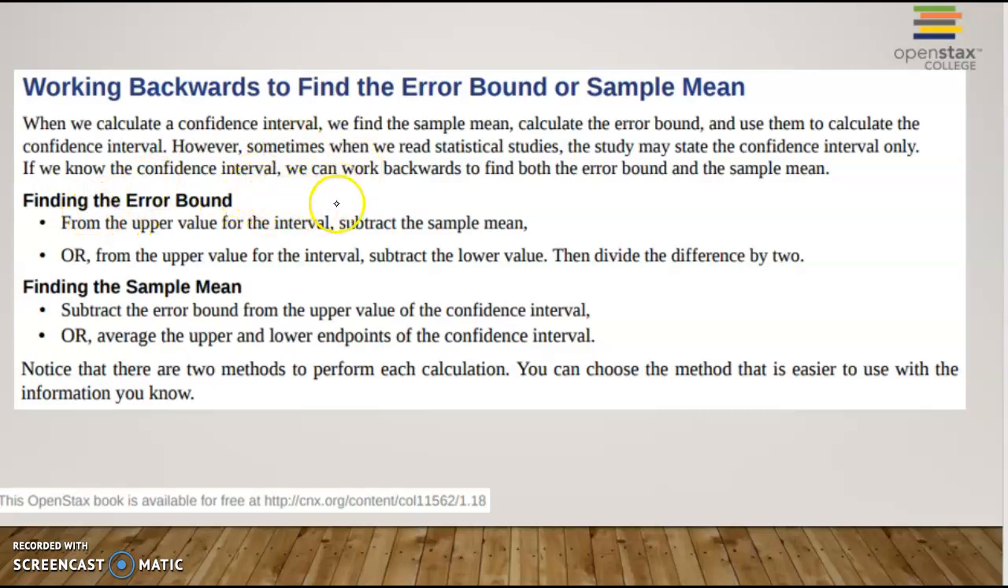Sometimes, if you only know the confidence interval, you can work backwards to find both of them, error bound and sample mean. Finding the error bound: from the upper value for the interval, subtract the sample mean. Or, from the upper value for the interval, subtract the lower value, then divide the difference by 2 to get your error bound. To find the sample mean, subtract the error bound from the upper value of the confidence interval, or average the upper and lower endpoints of the confidence interval. There are 2 methods to perform each calculation. You can choose which is easier with what you know.